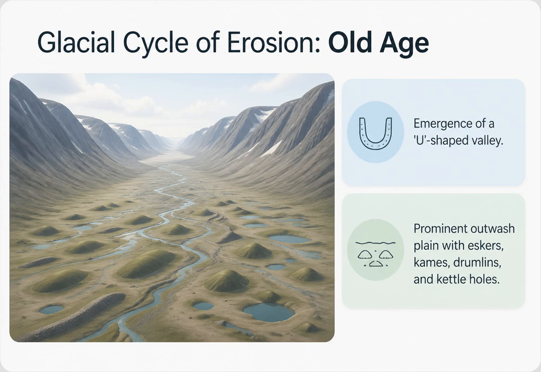valley. The erosional work is largely done, and a prominent outwash plain develops, featuring all the depositional landforms we discussed: eskers, kame terraces, drumlins, and kettle holes. Next, we will contrast this ice-driven landscape with the arid landscapes shaped by wind and sparse water.